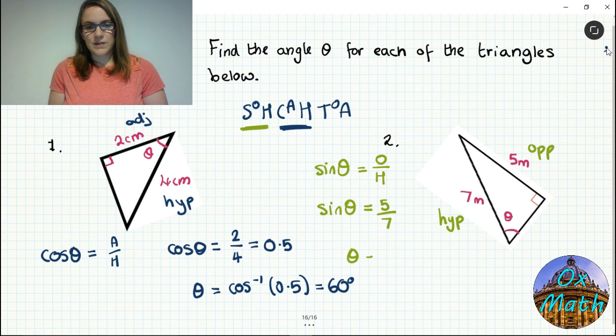To get the theta on its own, we need to inverse sine both sides, which gives us sine minus 1 of 5 over 7. You can type that into your calculator, and it gives you 45.6 degrees. So I hope that that has helped you to understand the basics of trigonometry.